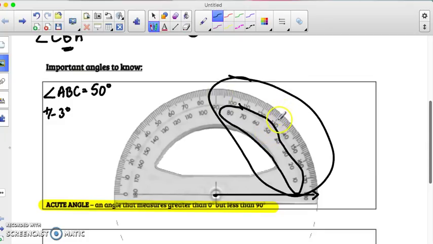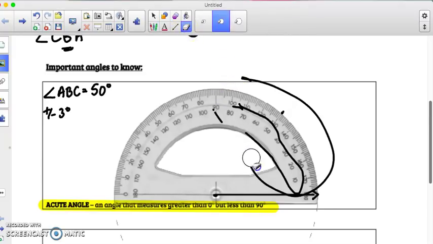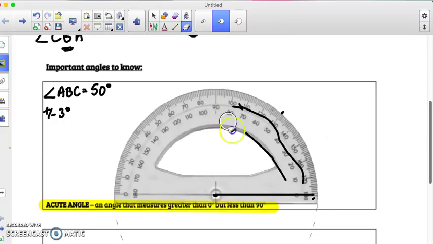So it's actually right below the 130 degree mark, which is fine. You're going to take your pencil and make a mark right there to indicate that's where 50 degrees is. Okay, so take the time to do that now. Now I'm just going to erase all of this so it doesn't get confusing. Okay, here's your next step.